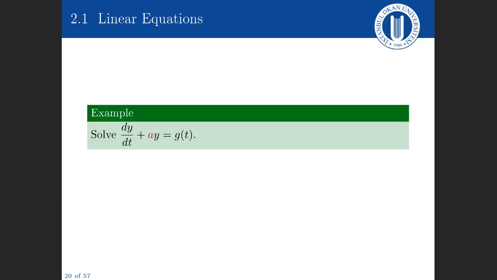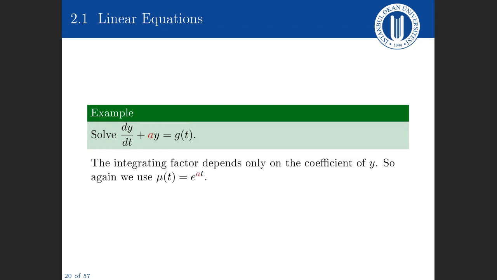Let's make this a little bit more difficult. Now let's suppose instead of equal to b here, we have equal to g of t. The integrating factor that we want to use doesn't depend on g of t, it only depends on the coefficient of y. The integrating factor only depends on the number a here. So again, we're going to be using the integrating factor e to the power at.